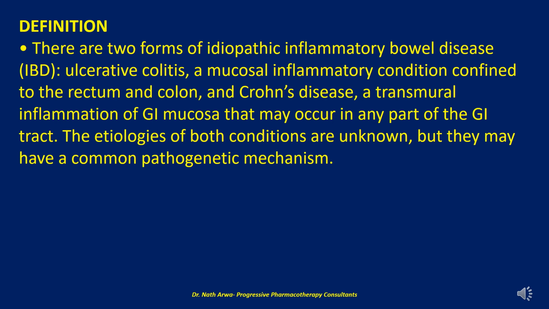There are two forms of idiopathic inflammatory bowel disease, abbreviated as IBD: ulcerative colitis, a mucosal inflammatory condition confined to the rectum and colon, and Crohn's disease, a transmural inflammation of gastrointestinal mucosa that may occur in any part of the gastrointestinal tract. The etiologies of both conditions are unknown, but they may have a common pathogenetic mechanism.